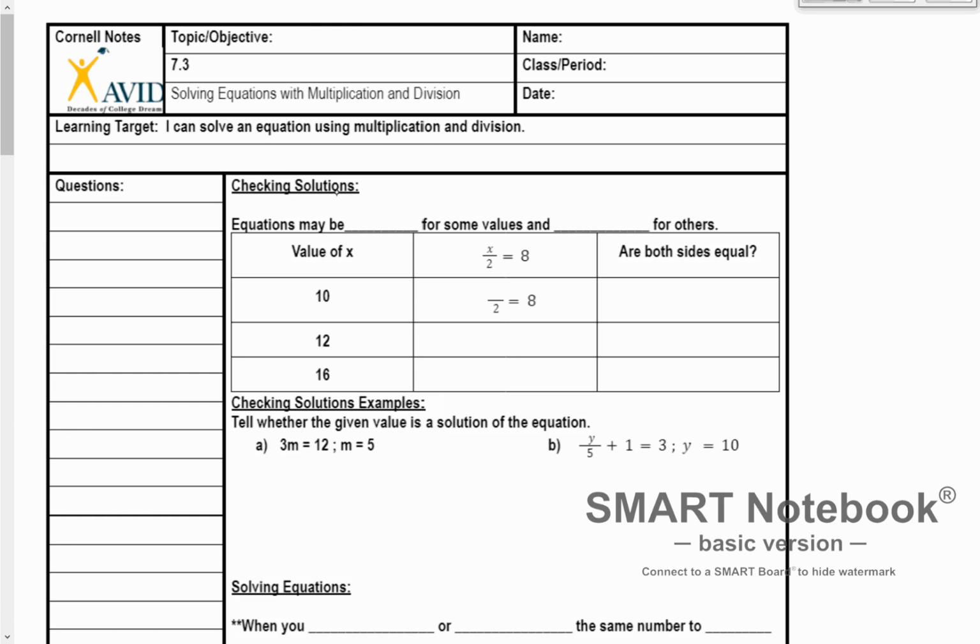other equations. So equations may be true for some values and false for others. Remember, there's only one number that makes an equation true, unlike inequalities where there are a lot of different numbers. Okay. So we have x over 2 equals 8. Remember that a fraction bar means division. So we're doing x divided by 2 equals 8. And that's the equation that we're going to use for when x equals 10, when x equals 12, and when x equals 16. Remember, our answer to these kinds of questions is just yes or no. Does it make the equation true or not?